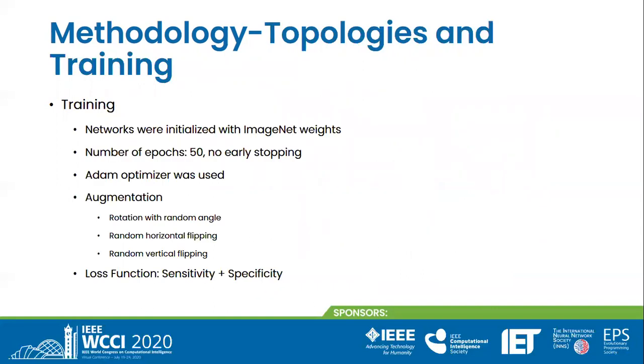For the training process, the networks were initialized with ImageNet weights and trained for 50 epochs with no early stopping using Adam optimizer. For augmenting the input images, rotation with random angle, random horizontal flipping, and random vertical flipping were used. We used sensitivity plus specificity as a loss function, so the network tries to come up with an approximation which avoids missing the tissue parts while having a good performance at recognizing the background pixels.